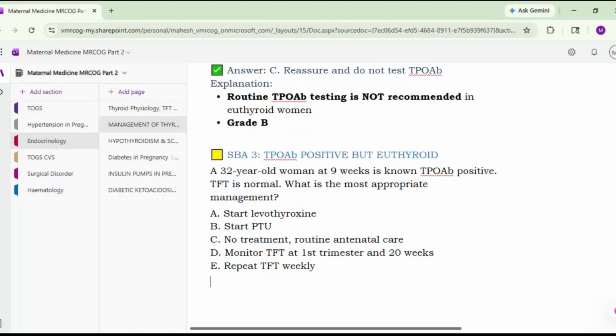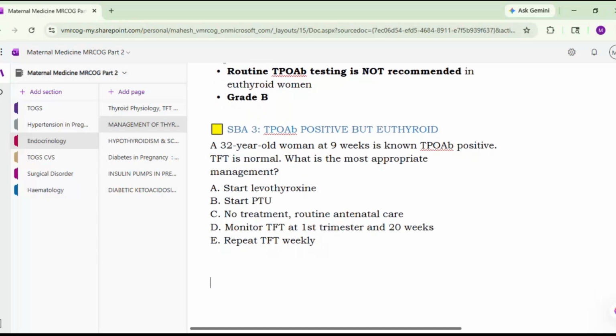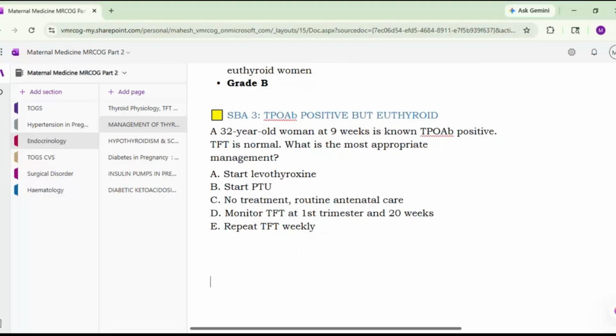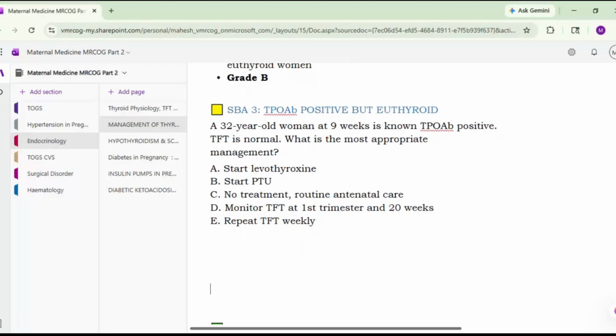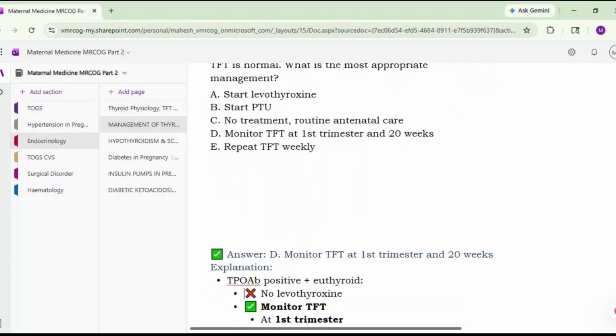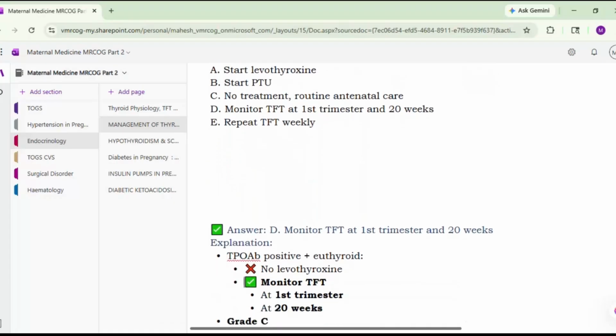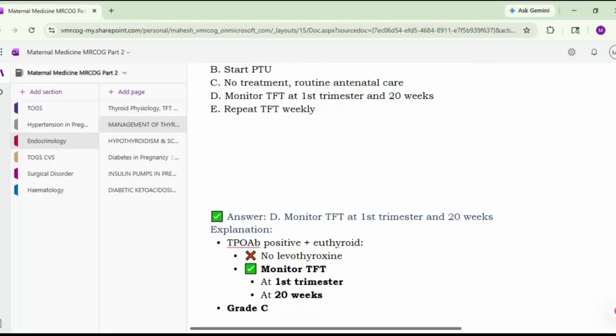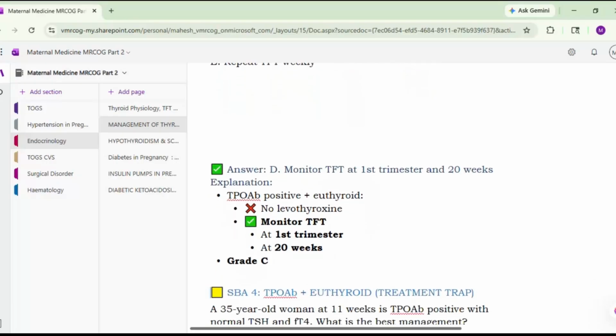So TPO antibody positive, normal TFT. Euthyroid, they don't require treatment, but we need to monitor. Treatment is not required. Next question will be monitoring. Will she require monitoring? Monitoring will be required. Then how frequently? D. First trimester and 20 weeks gestation. Okay. It is D. And thyrotoxicosis requires more frequent repeating. Here it is TFT first trimester and 20 weeks. So monitor TFT at first trimester and 20 weeks. TPO antibody positive plus euthyroid. No levothyroxine is required. Monitor TFT first trimester and 20 weeks.